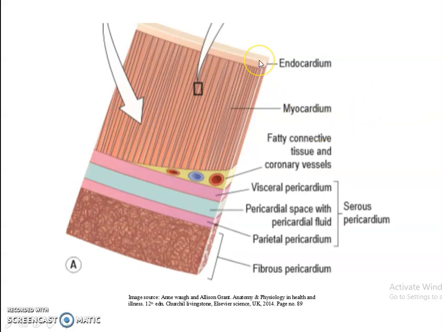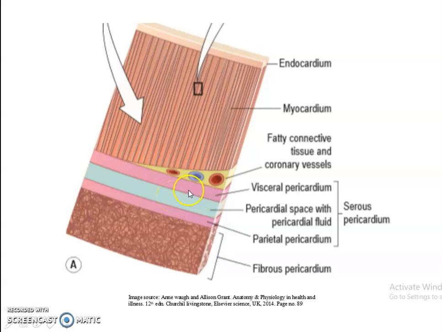Here you can see the endocardium, the innermost layer, and next you can see the thickest layer among the 3 layers. That is the middle layer of the wall of the heart, called the myocardium, and the outermost layer is the pericardium. This is the fibrous pericardium and this is the serous pericardium. Again it is made up of 2 layers: the inner, called the visceral pericardium, and the outer layer, called the parietal pericardium. In between these, the fluid that is present is called the pericardial fluid.